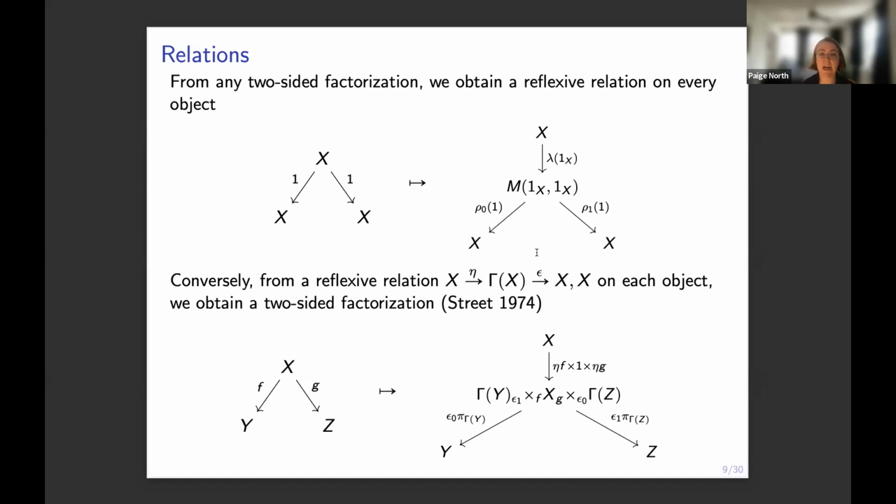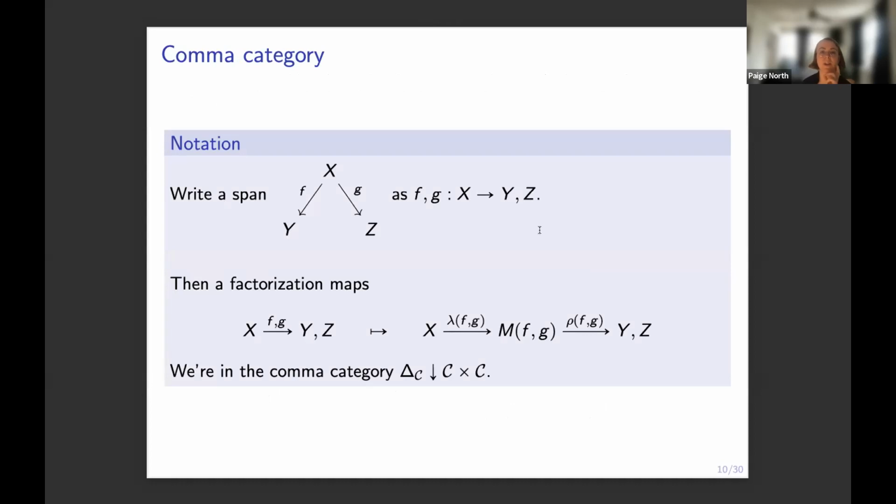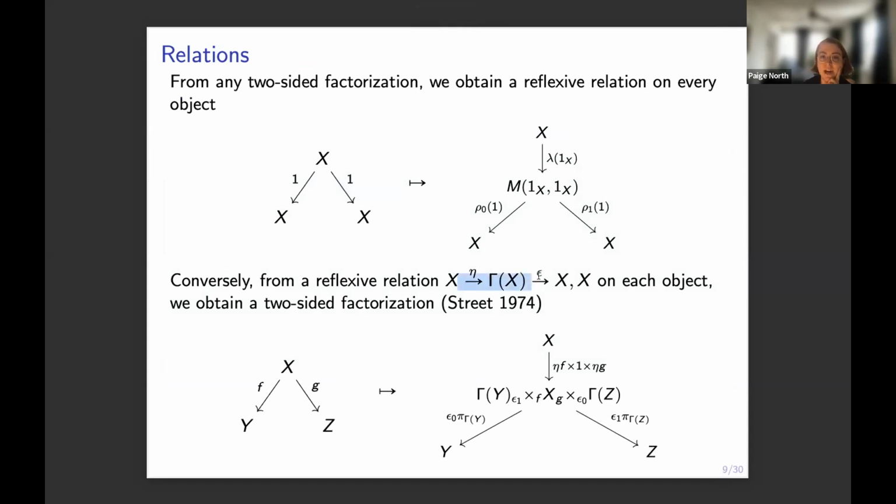And conversely, if we have a, oh, I think I should maybe go forward really quickly. Let me just talk a bit about notation because it's showing up in the previous slide. So just for a bit of notation, I'm going to write a span like this inline, because that will make these diagrams writable, as f comma g from x to y comma z. And then a factorization we can write inline like this. And this is just notation, but secretly we're in this common category. Okay, so I'm using that notation here.